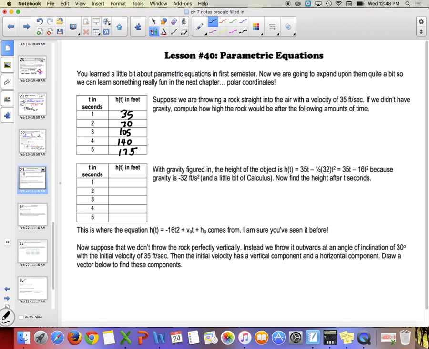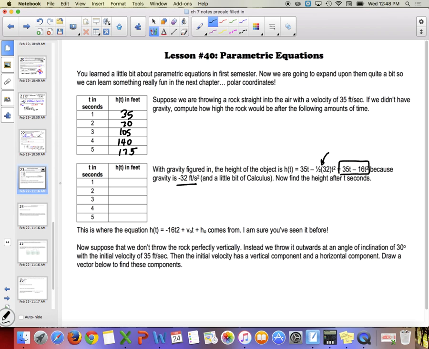But if gravity is figured in, then we know all things that go up must come down on Earth, right? So the gravity constant is negative 32 feet per second squared. With a little bit of calculus, your height equation ends up being half of that 32 t squared. So here's what we would get: 35t minus 16t squared. Since I have to find several values, 1, 2, 3, 4, and 5, I'm going to put this into my calculator as y1: 35x minus 16x squared.